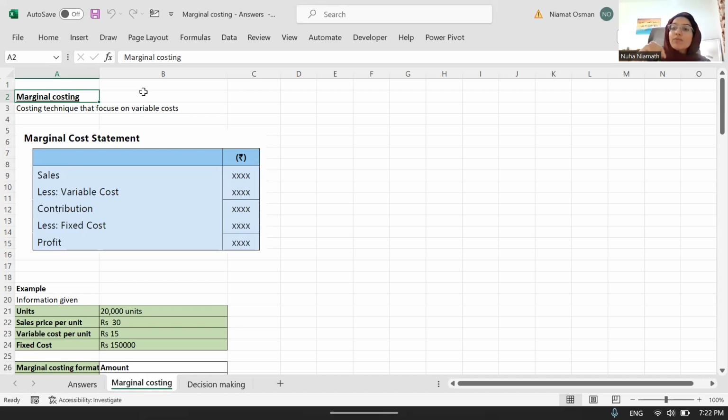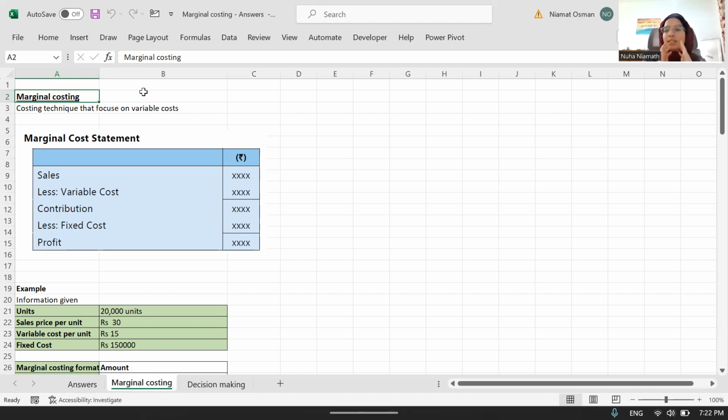But by producing one additional unit, your raw material cost increases, your labor cost will increase, and cost that is directly associated to that product will increase, correct? So marginal costing focuses only on these variable costs. Whatever costs increase with the increase in per unit of production. That is called marginal costing. I hope this is clear.